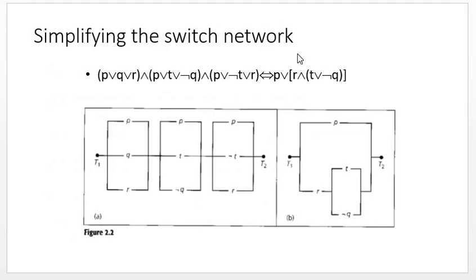An application to switching network. Simplify the network using laws of logic. So the network is denoted by a compound statement P or Q or R and P or T or negation Q and P or negation T or R. So by applying properties we get an equivalent compound statement P or R and T or negation Q. The corresponding network is given here.